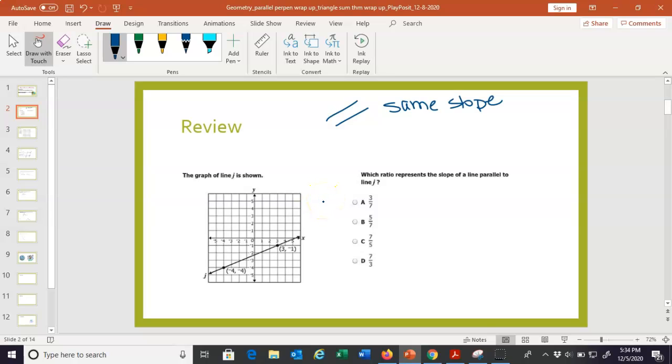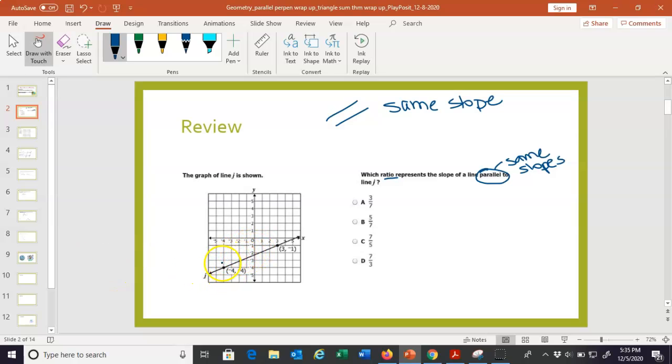So you could see a question like this. The graph of the line J is shown. So it gives us a line here on the graph. Which ratio or fraction represents the slope of a line parallel to line J? So we first need to remember, okay, they're looking for a parallel line or a parallel slope. That means I'm going to need to have the slopes be the same. They're going to need to be equal. So first, let's find the slope of this line.